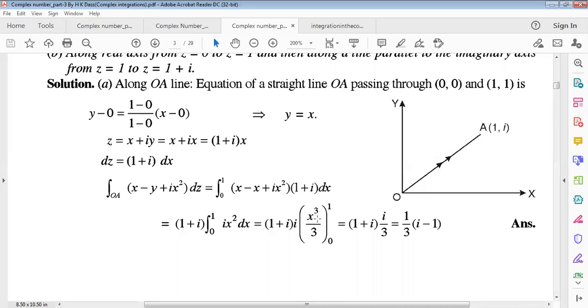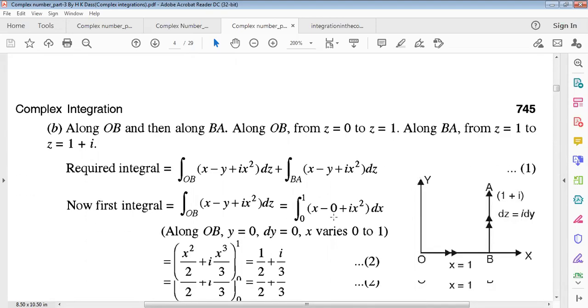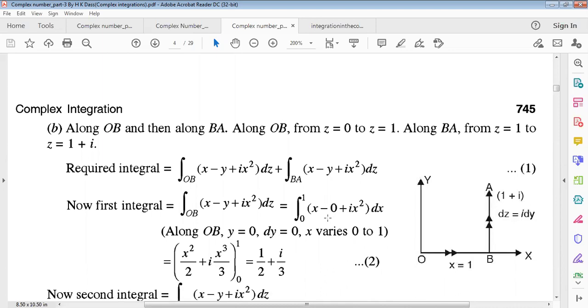Now putting the upper limit and lower limit, we get this one. Very easy. Now another path along OB, then along BA. This is the real axis and this is the imaginary axis. So along the line OB and then along BA.